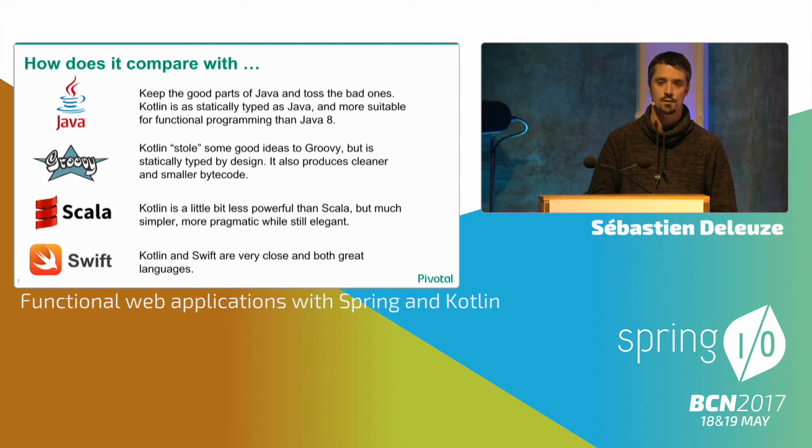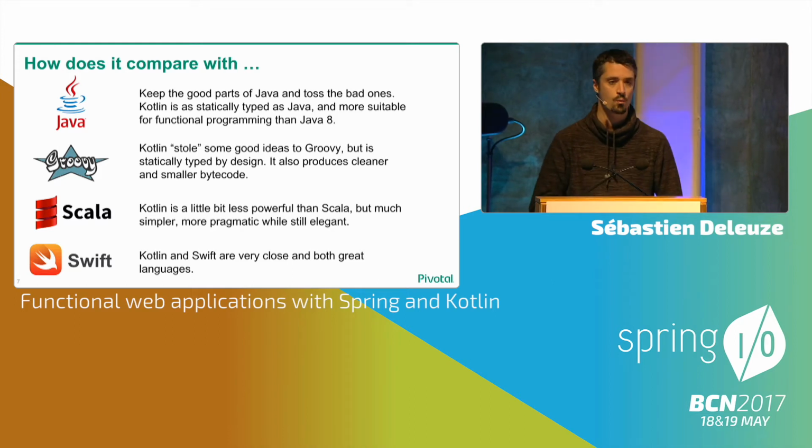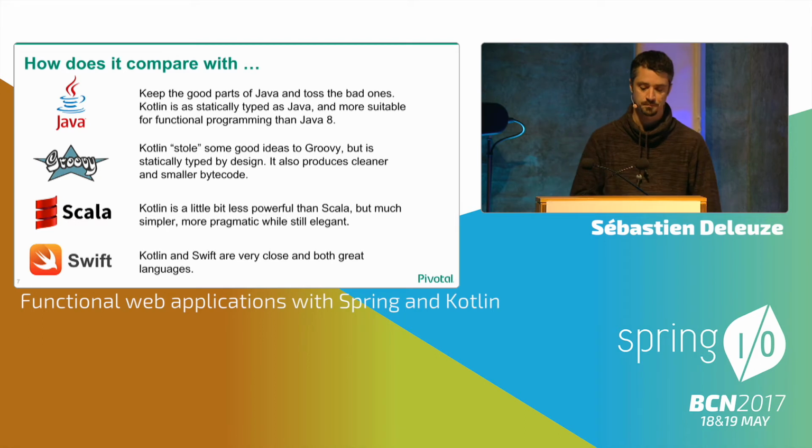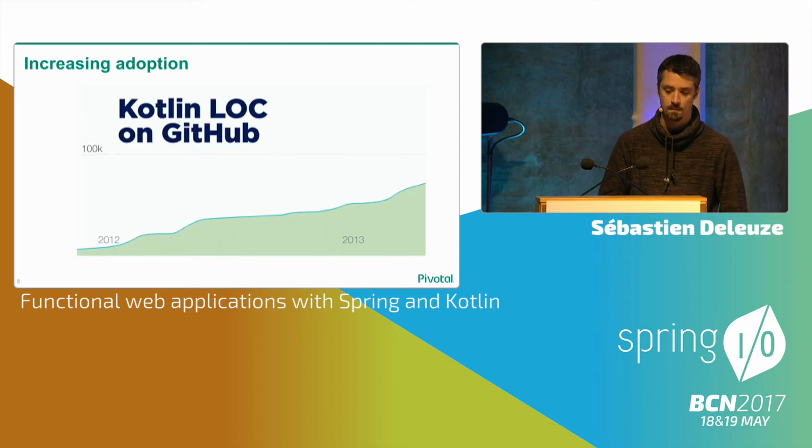Kotlin also produces a cleaner and smaller bytecode. Compared to Scala, I think Kotlin is a little bit less powerful, but much simpler and more pragmatic while still being elegant. And Kotlin and Swift are very close and both great languages.